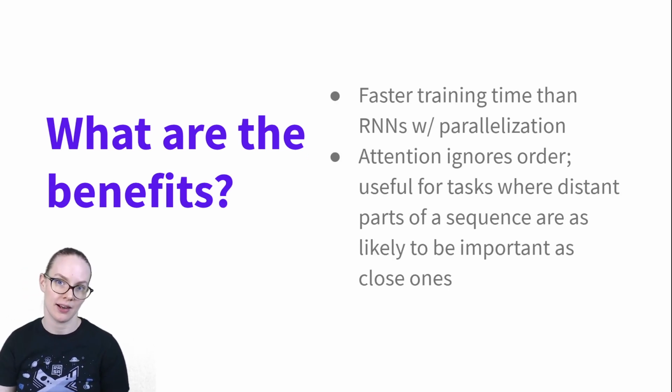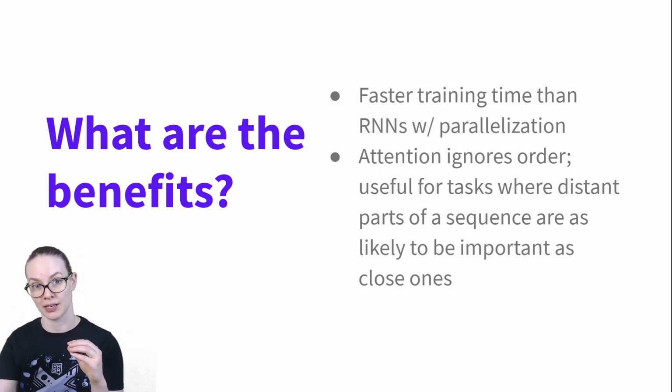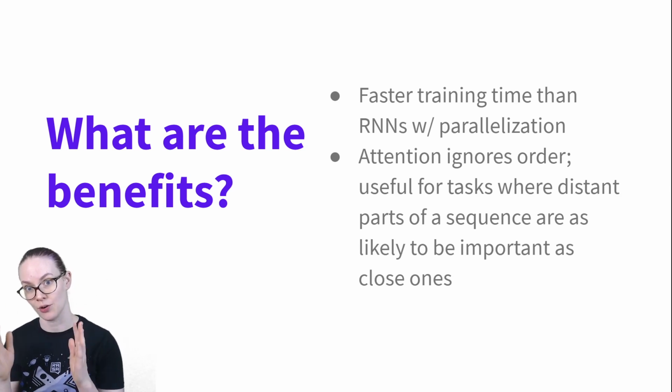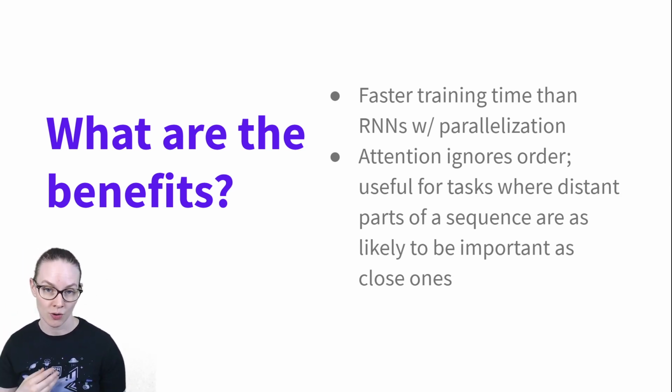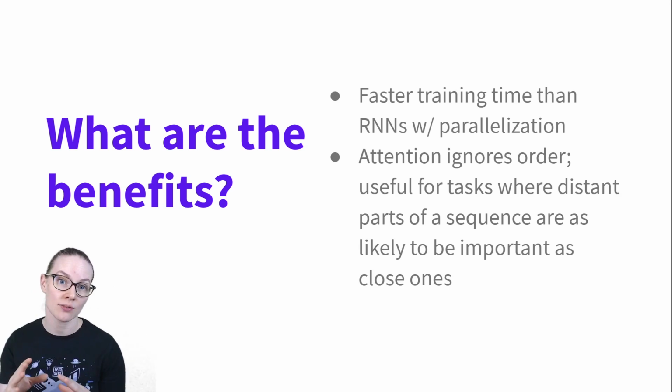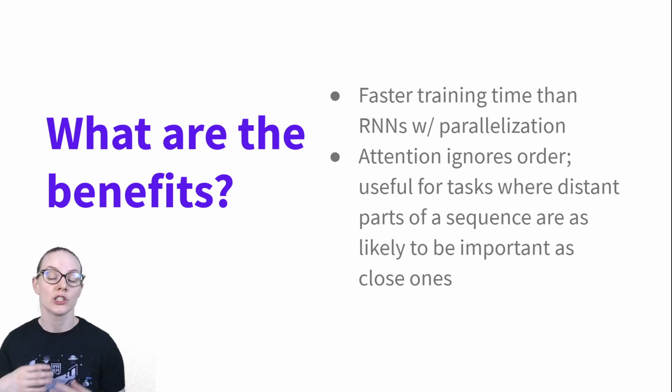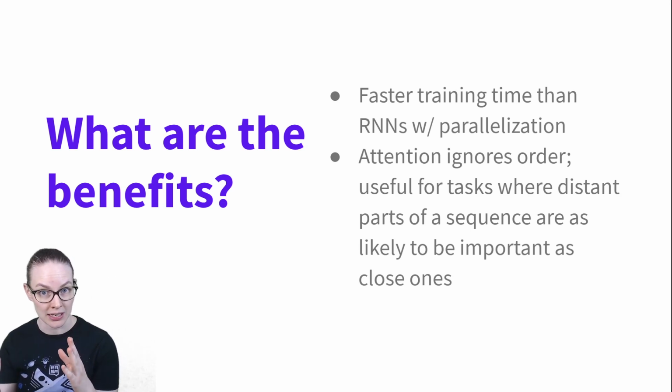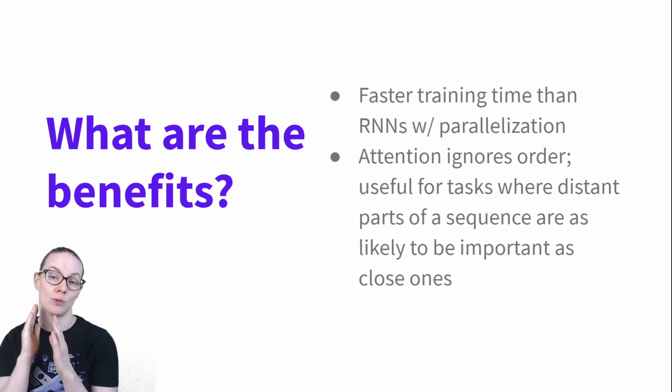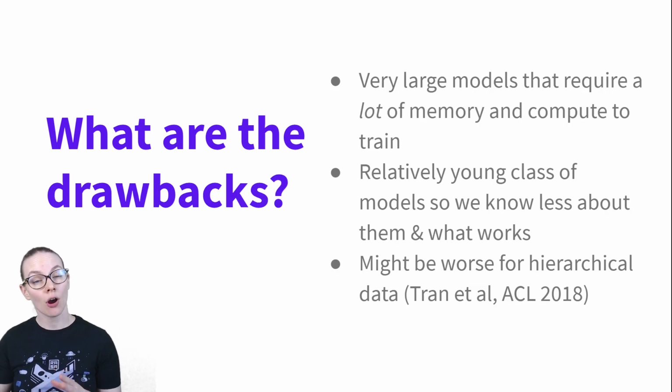What are some of the benefits of transformers? Probably the biggest benefit of transformers is that if you have access to sufficient compute, they're much faster to train because you don't have that bottleneck of having to do each item in the sequence in order. Another big benefit of transformer architectures is that the attention mechanism ignores order, so it is as easy to detect relationships between very distant items in the sequence as it is to detect relationships between items that are very close to each other.